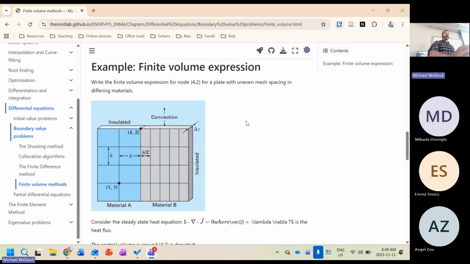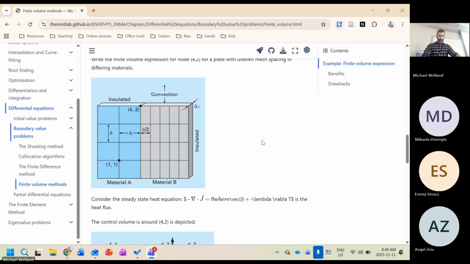This is an example. It's a 3D one, but we can just assume that delta Z is constant everywhere. So of course that's not going to matter, right? We're not going to worry about the front and the back. We have this uneven spacing, and we have two different boundary conditions. Here it's insulated. Here we have convective cooling, and these are different materials. Our grid is roughly regular. We do have H, but here it's subdivided in only one dimension, not the other dimension.